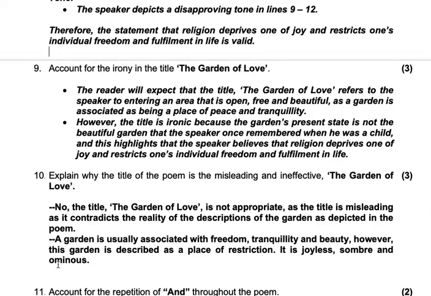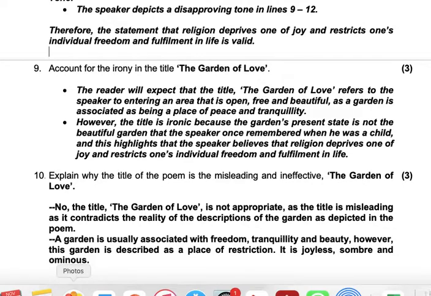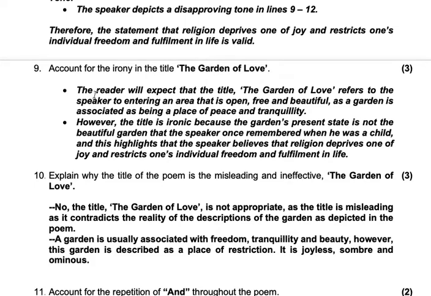And let's look at our answer. 3 marks. The reader will expect that the title, The Garden of Love, refers to the speaker entering an area that is open, free, and beautiful, as a garden is associated as being a place of peace and tranquility. Right? That's the idea of what a garden is. However, this is ironic. The title is ironic.